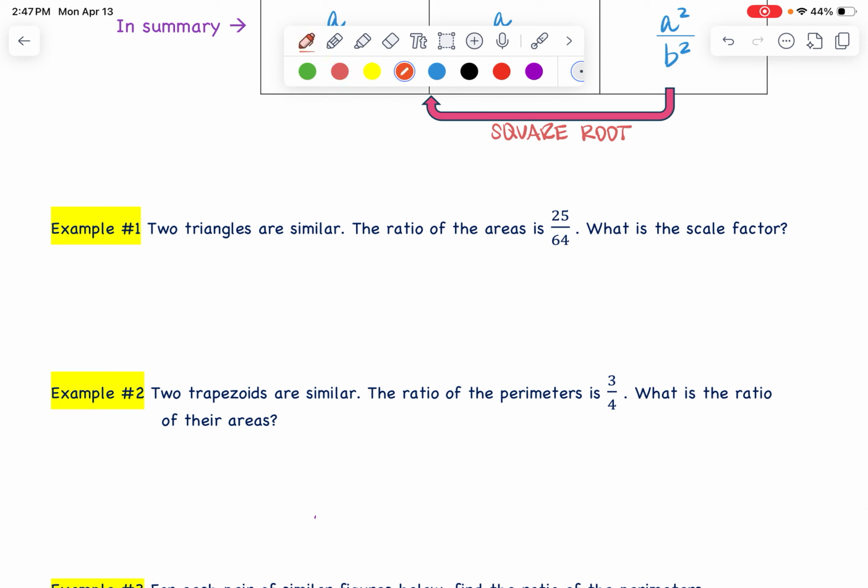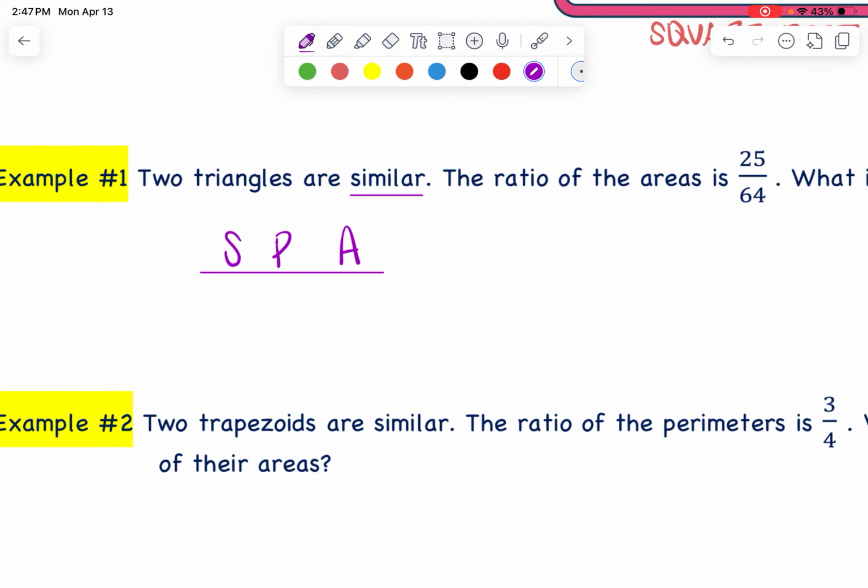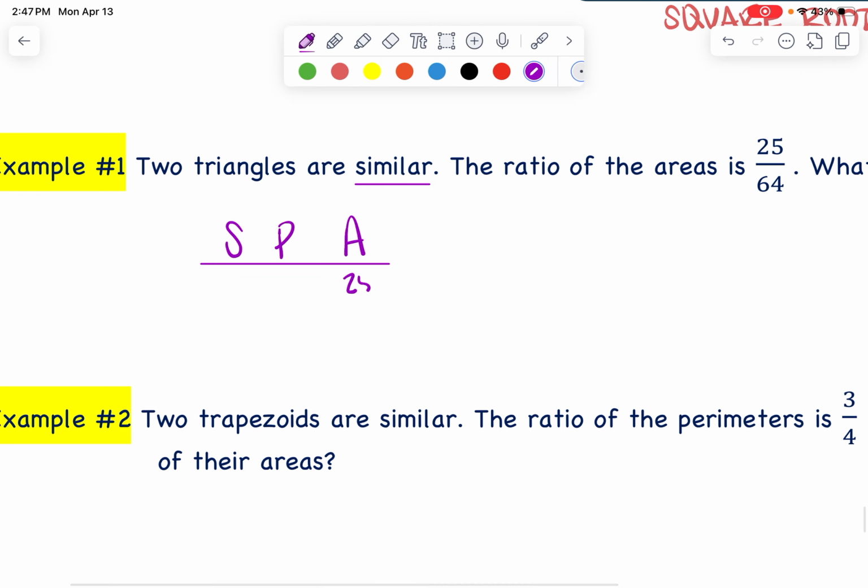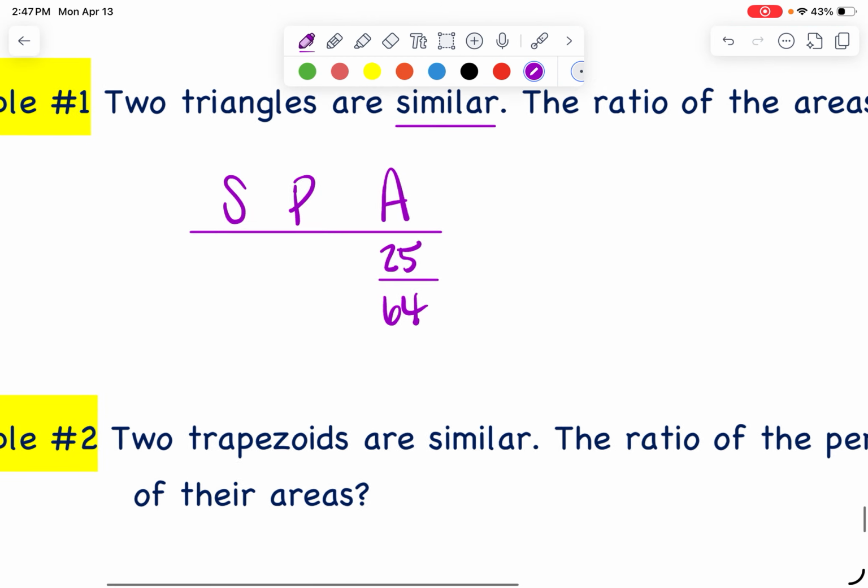It says two triangles are similar. Yay, I need to know that in order to actually use a SPA chart. As soon as I see the word similar, I'm gonna set up a SPA chart. Again, takes two seconds. Just write the word SPA, make three columns. It says the ratio of the areas is 25 to 64. Okay, so they're telling me the area ratio, so I'm going to put them in the A column.